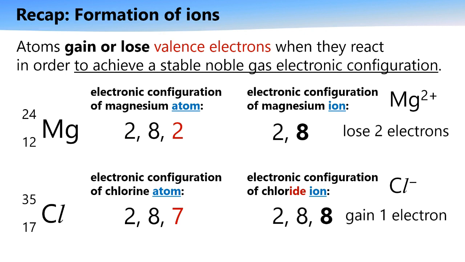We don't write -1, we just write Cl minus. Something to take note: if the ion becomes negative, the name changes. For example, chlorine becomes chloride. If you compare with magnesium above, it's a positive ion, so it maintains its name: magnesium atom, magnesium ion. But if it is a negative ion, in this case chlorine, the chlorine atom becomes the chloride ion.